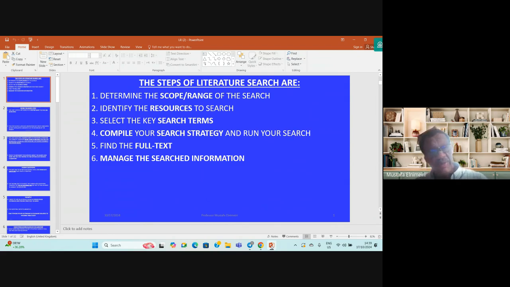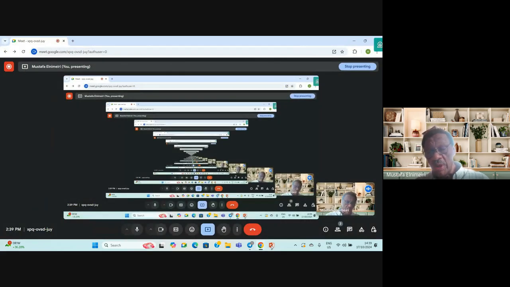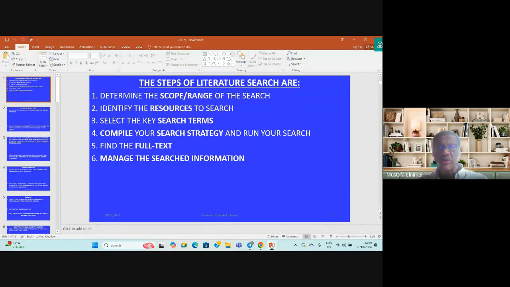or the range of the research, and then identify the resources that you need to search, which resources you are interested to cover so that you can find the relevant literature that you are looking for, and then select the key search terms that you are going to use so that you can adequately cover most of the literature you are interested to search. And then you compile the search strategy and run the search so that you can easily access the literature you are interested to find.